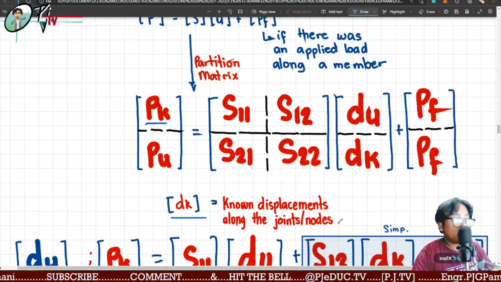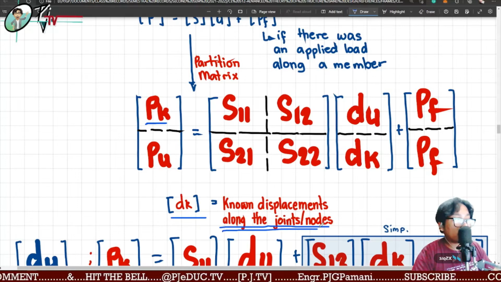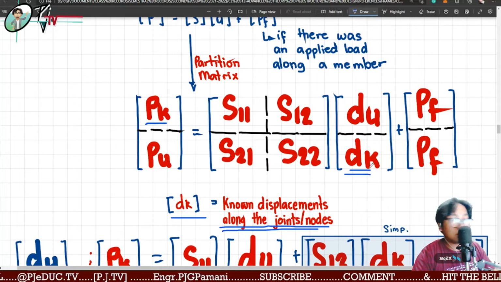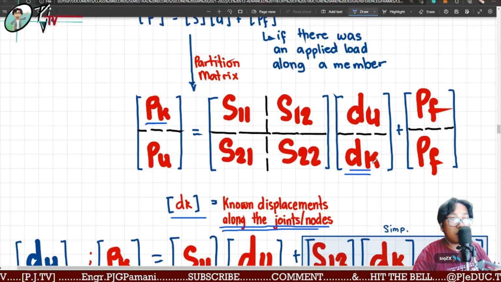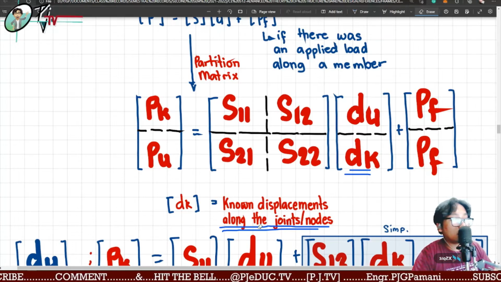So halimbawa, meron tayong induce or introduce settlement or deflection along a support or along a member, nandito yan sa dk. Pag wala, lahat yun, of course, are zeros. Understandable naman na those are zeros kung yan ay fixed.